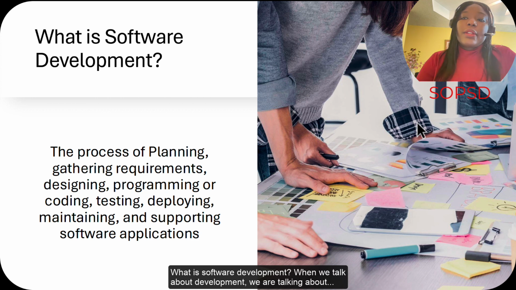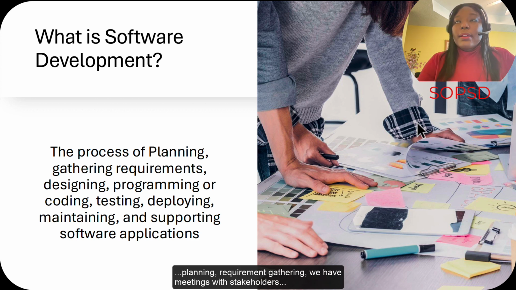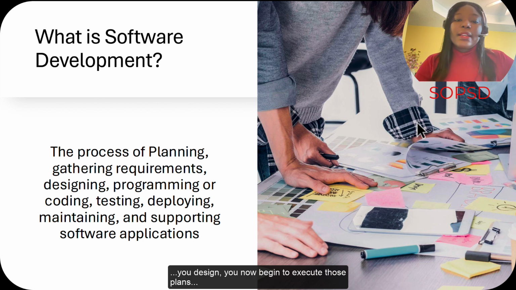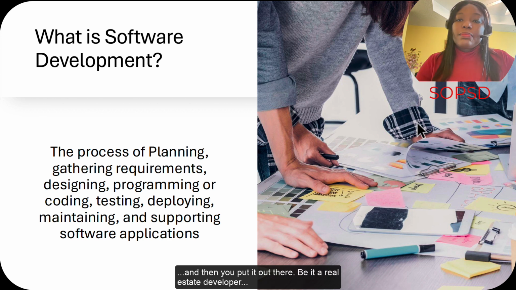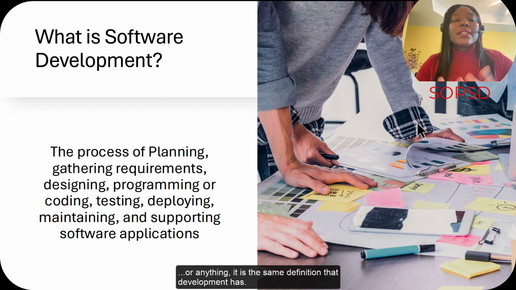Now, what is software development? When we talk about development, we're talking about planning, requirement gathering. You have meetings with stakeholders, you design, you now begin to execute those plans, and then you test, go through every quality control that you need to go through, and then you put it out there. Be it a real estate developer or anything, it is the same definition that development has.